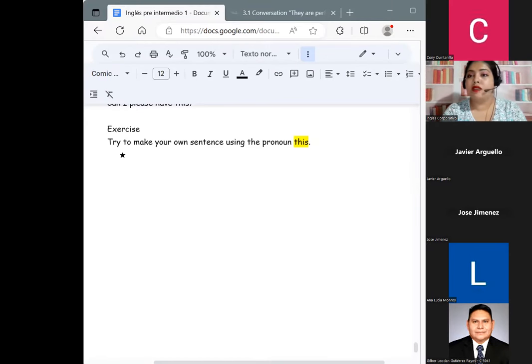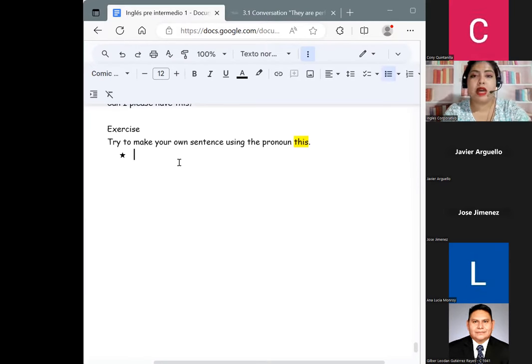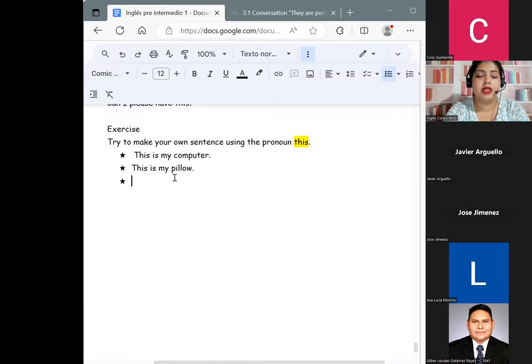Okay, we have a couple of statements on the chat, so we are going to begin with those examples. So we are going to see what are the examples that we have there. And this one said, this is my computer. Very good. Next one, this is my pillow. Okay, let's see what more. Okay, but we are going to do something with this example. I like this shoe. Just one, because we are talking about a singular.